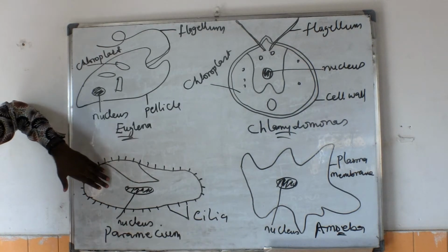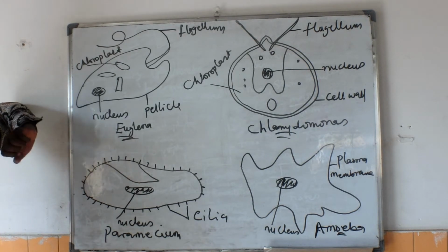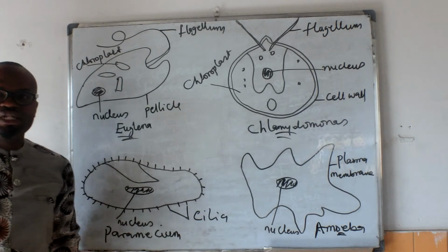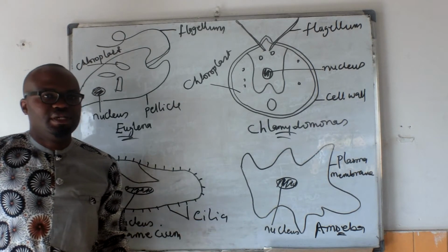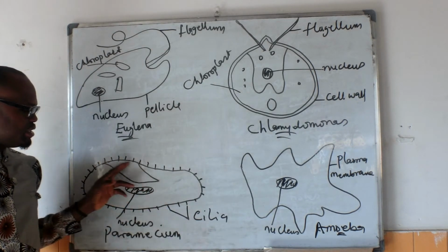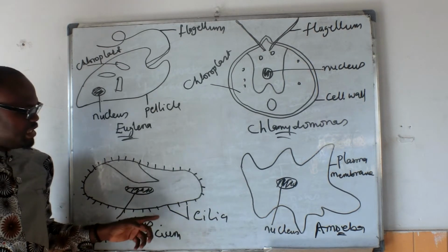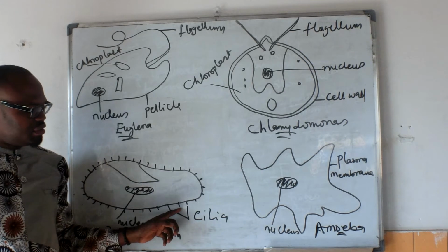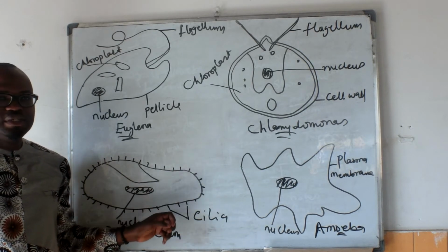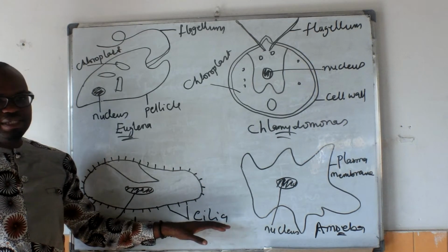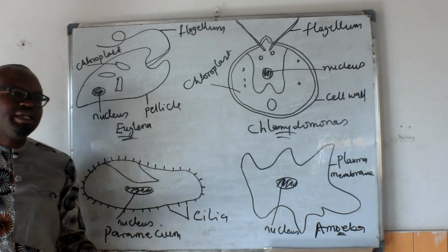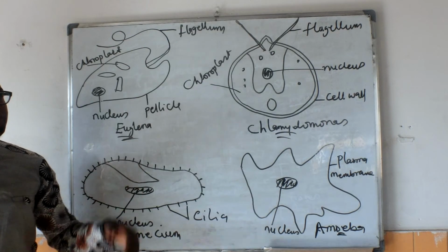Then we have this organism, paramecium, that has the shape of a slipper. It has the nucleus and also the cilia. In your JAMB exams, the examiner will be drawing this diagram and it will be drawing an arrow from this and it will ask you what is the function of this. So you're supposed to know that this is the cilia and you're supposed to know the function that it performs in enabling the paramecium to move.